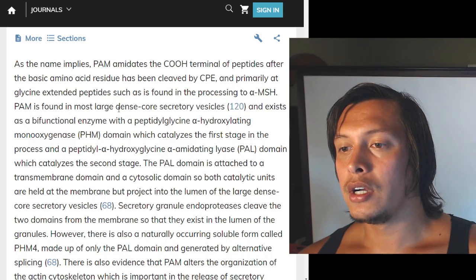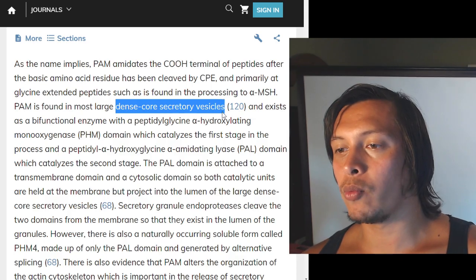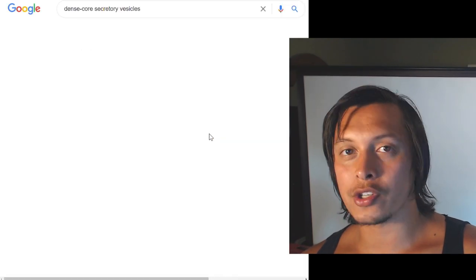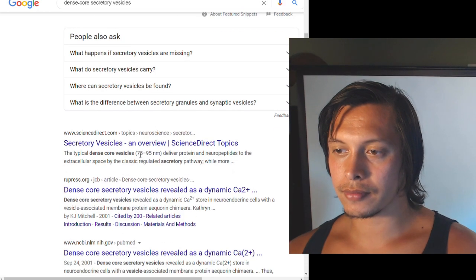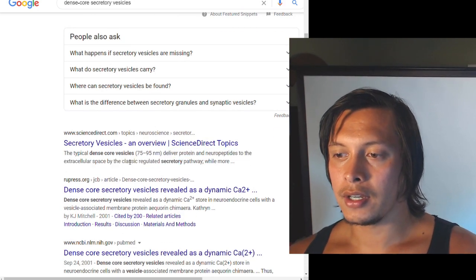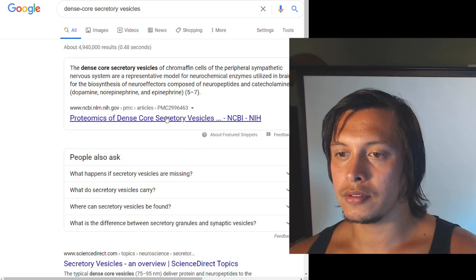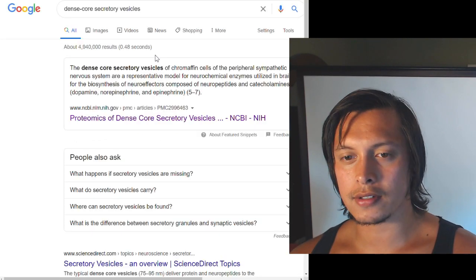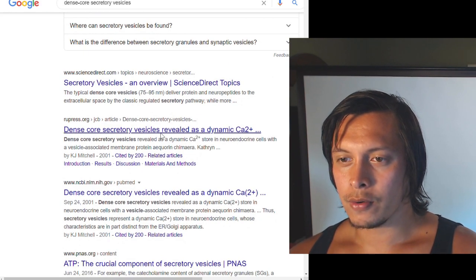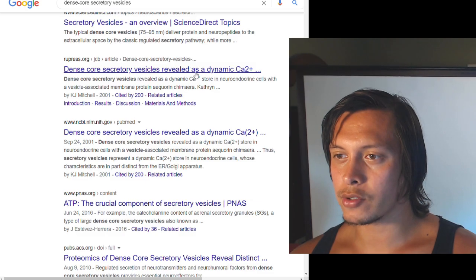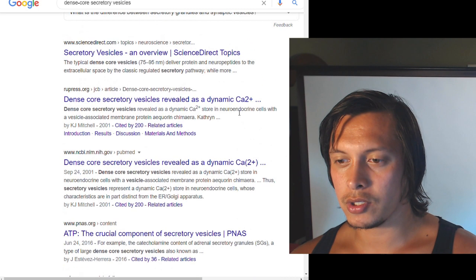So let's look up what a dense core secreted vesicle is. Dense core secretory vesicles revealed as dynamic.